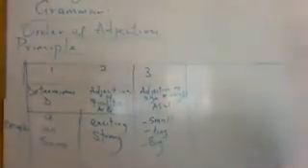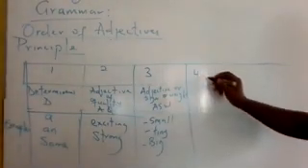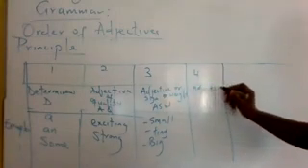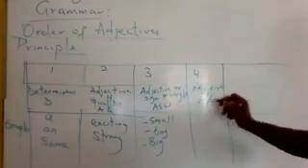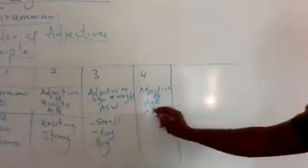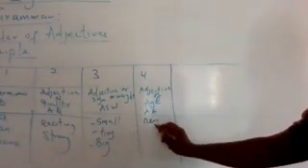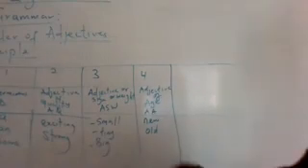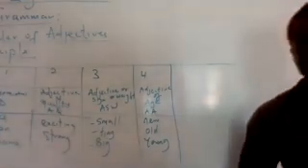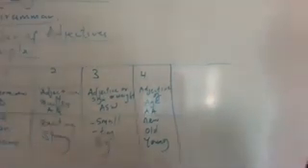Now the next order is adjective of age. Now what do you mean by age? Somebody's age. That is the adjective of age. For example, new, old, young. Those are adjectives that describe age, when you say something is new, when you say something is old.